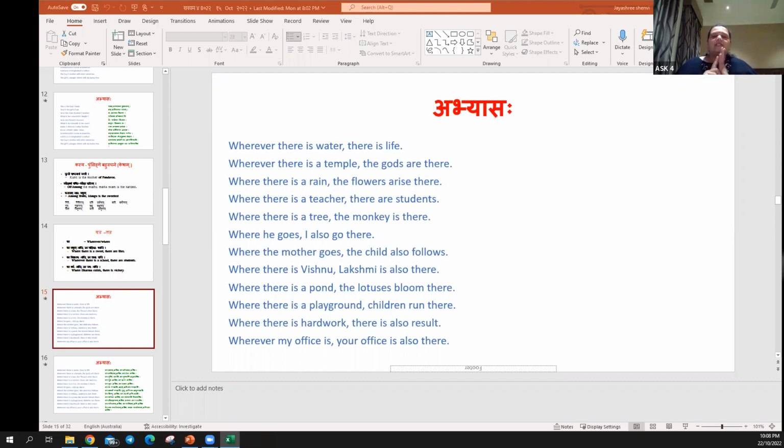Only for two strilinga letters we put the visarga: Lakshmihi and Shrihi. All right. Lakshmihi. Yatra... Are there too many Lakshmis or one Lakshmi? So, what should come? Asti. Tatra Lakshmihi asti. Yatra Vishnu asti, tatra Lakshmihi asti.